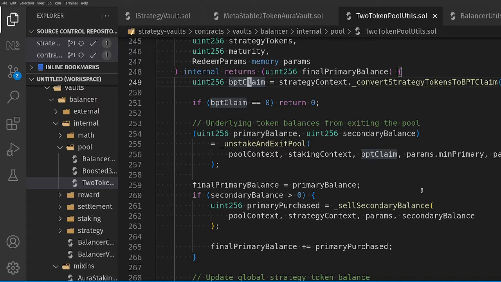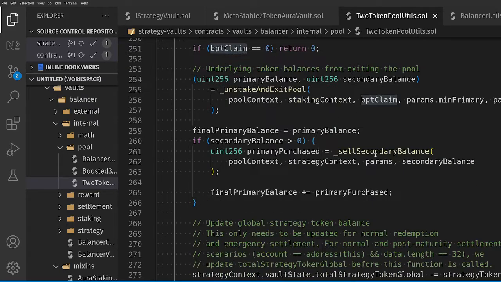overall BPT claims. So if a user came in with 1,000 strategy tokens equaling 1,000 BPTs, balancer pool tokens, when they come back a couple months later, they may have a claim on 1,200 BPTs, but they'll still have 1,000 strategy tokens. The extra 200 BPTs came from selling reward tokens and compounding that yield. So the user is going to receive their BPT claim here.